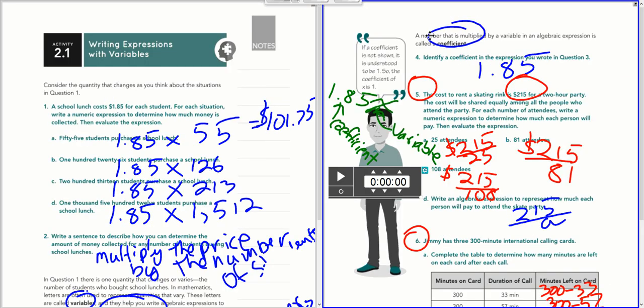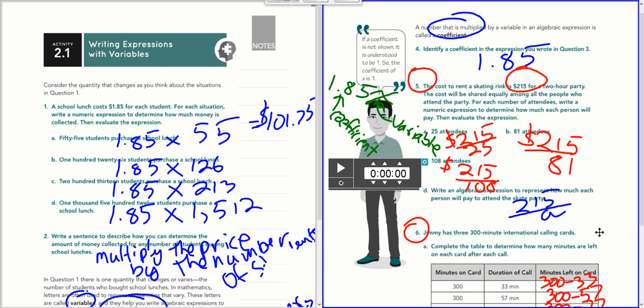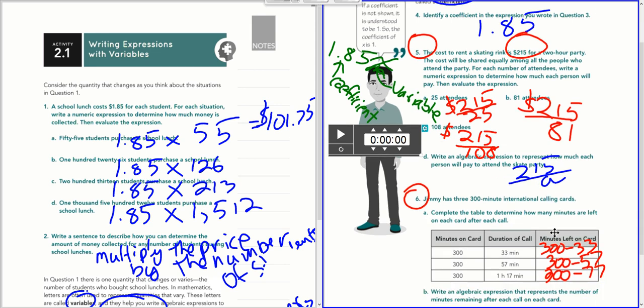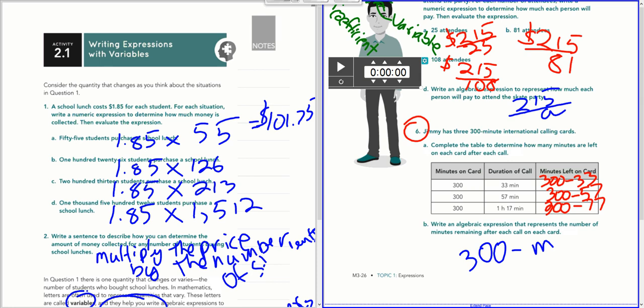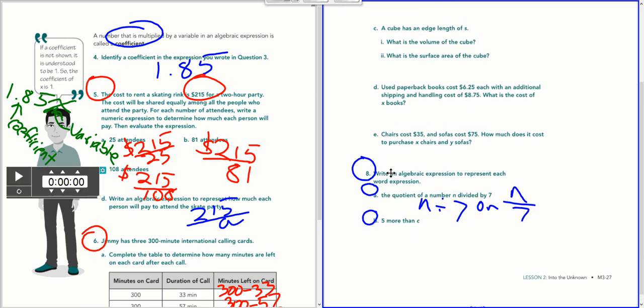Now along those lines, the number that is multiplied by the variable is called the coefficient. So here we have $1.85x. $1.85 is our coefficient. The x is our variable. Anytime you've got a number that's changing a lot, we can call that our variable. Again, sometimes a variable represents an unknown amount, and that's true. But really what it's there for is to represent something that can change.